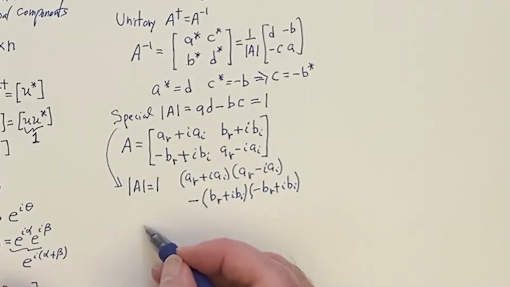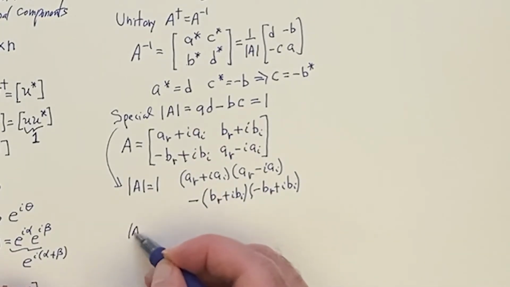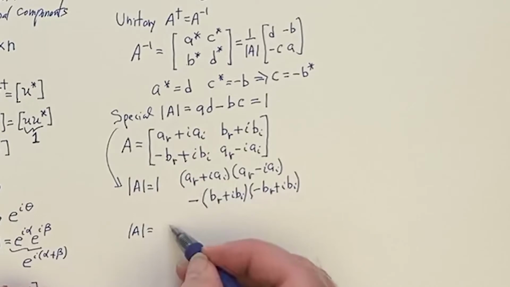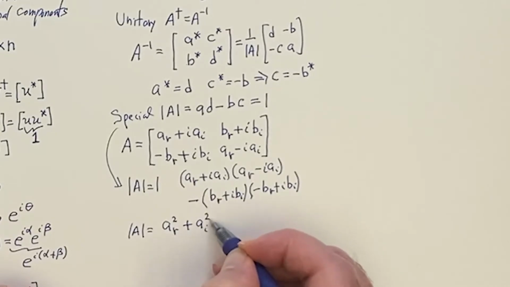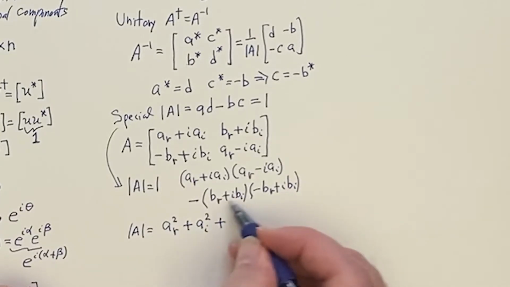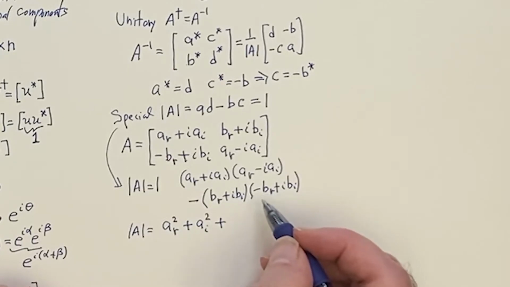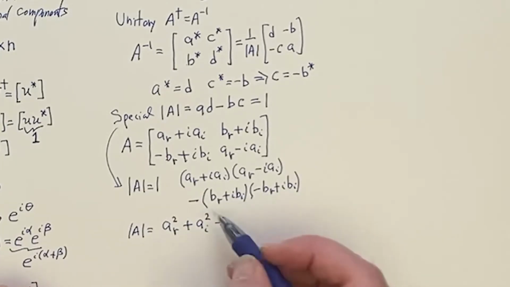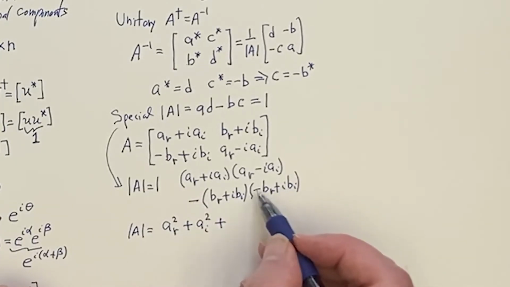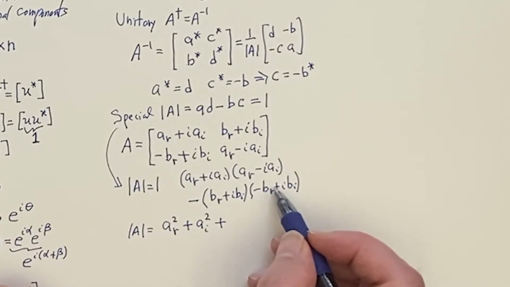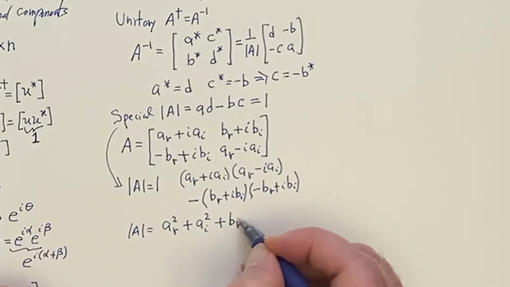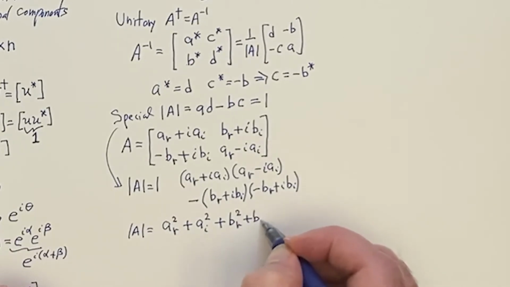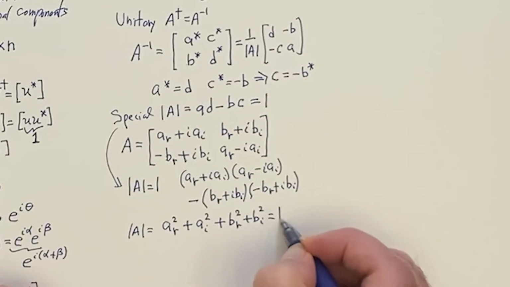Okay, now if you look at that first one, that determinant here, this first one is going to be AR squared plus AI squared. Now the second one is actually going to be the same thing with the B's, because if you put that minus sign in here, this is a plus and that's a minus. So you have the sum and you have the difference. So that's going to be BR squared plus BI squared. And that has to be 1.